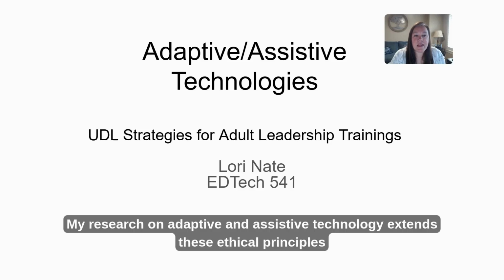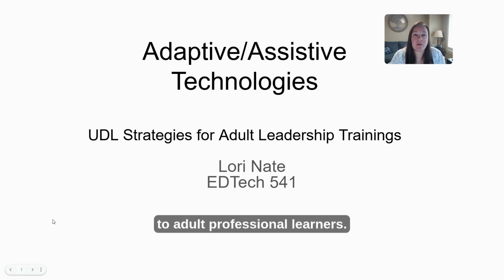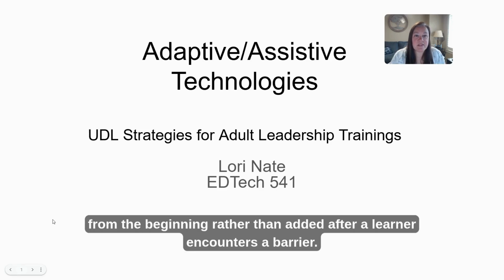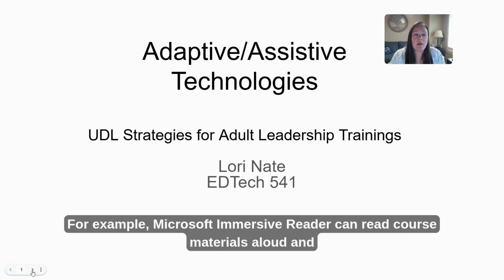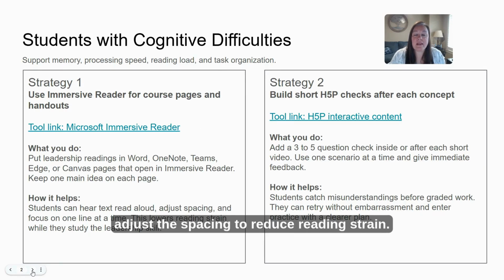My research on adaptive and assistive technology extends these ethical principles that I started learning about in my web accessibility artifact to adult professional learners. This artifact shows how accessibility can be built into trainings from the beginning rather than added after a learner encounters a barrier. For example, Microsoft Immersive Reader can read course materials aloud and adjust the spacing to reduce reading strain.